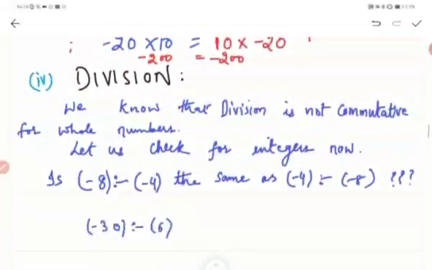See, we already know that for whole numbers, I think you remember this, the commutative property is not true. For example, if you take whole numbers 1 and 2, 1 by 2 is not equal to 2 by 1, isn't it? Now let us check for integers.